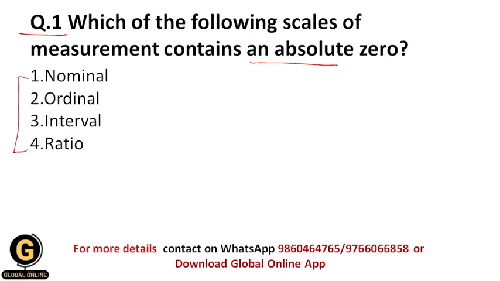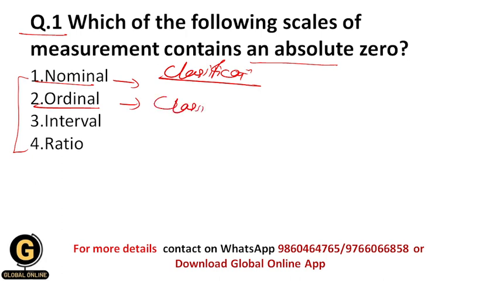Okay, so students, let us see one by one all the scales of measurement. Nominal. So in the nominal scale, basically you can classify your variable only. Whatever data you have, you can only classify it. So there is only classification of the variables in the nominal scale. Then within the ordinal scale there is classification and order.